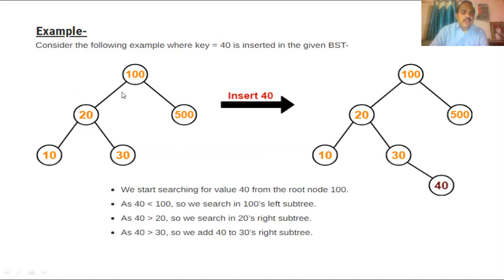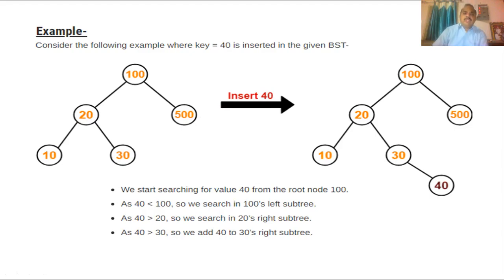So then there is no 40 in the tree. Is 40 greater than 100? No. Is 40 greater than 20? Yes. Then is 40 greater than 30? Yes. Then there are no children of 30, so take the right, and create a new node that is connected to 30. Clear? So this is an example. The 40 is a leaf node. Any element you take is inserted at leaf level only.